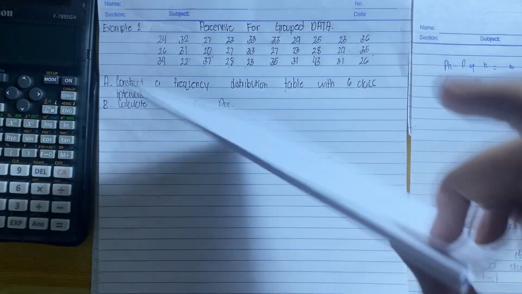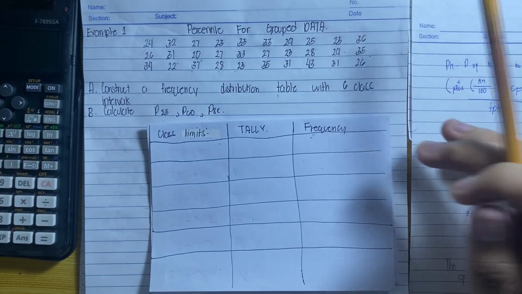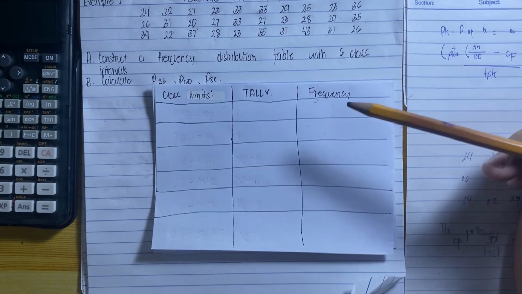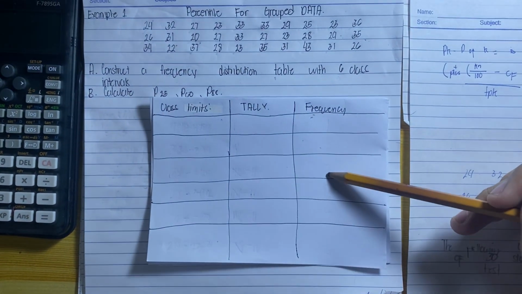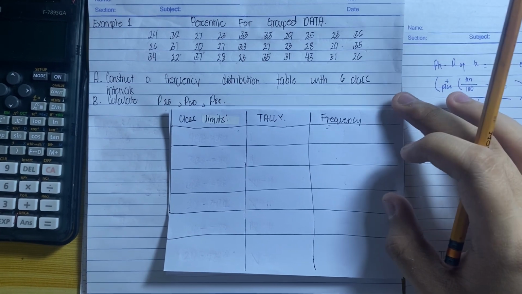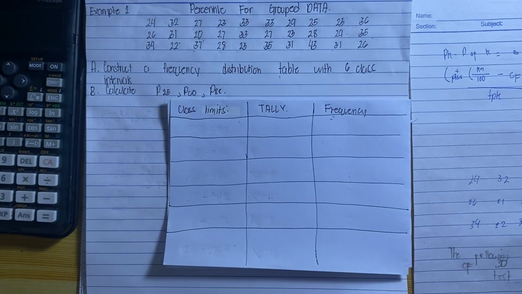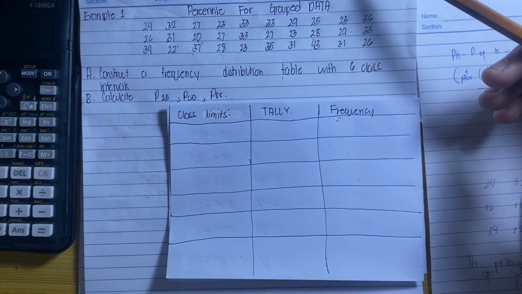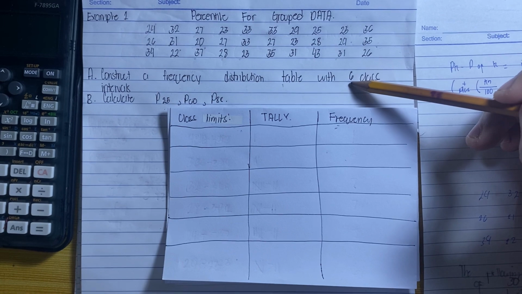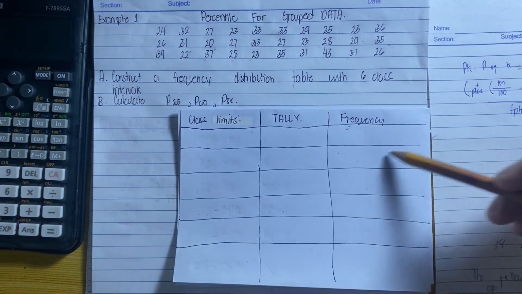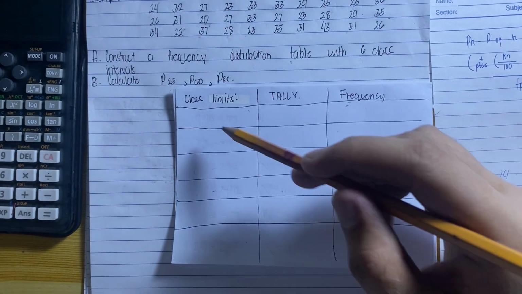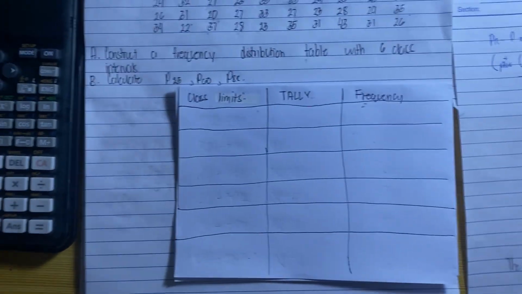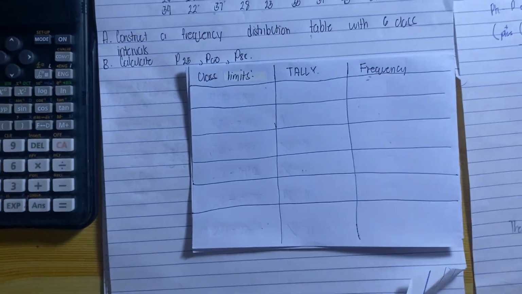So, here it is. The frequency distribution table contains class limits, tally, and frequency. Next are the rows. You can't just draw or add rows arbitrarily. In this problem, the class size is given, which is 6. So we will put 6 rows: 1, 2, 3, 4, 5, 6. The next thing we will do is get the value of the range.